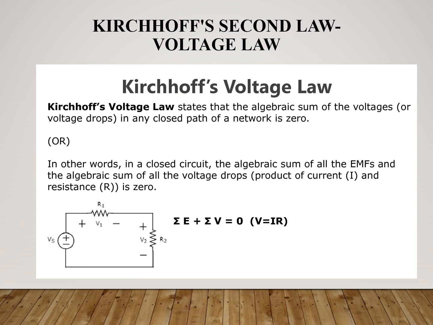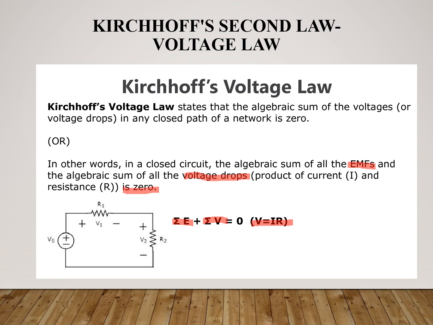We can state this in another way also. The algebraic sum of all the EMFs and the algebraic sum of the voltage drops is equal to 0. That is, the summation of E plus the summation of V is equal to 0. To identify the voltage, V is equal to IR is useful to calculate the voltage value.